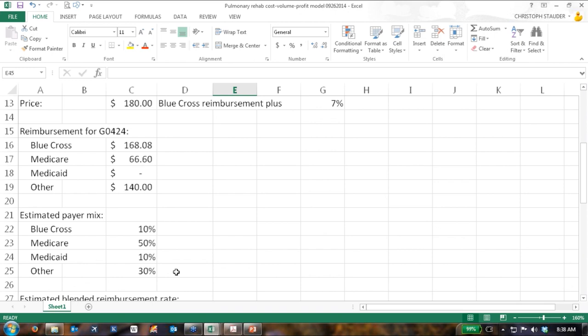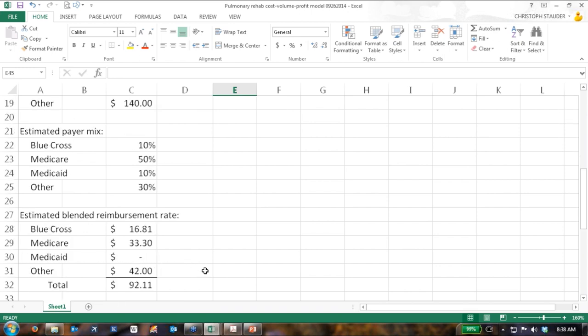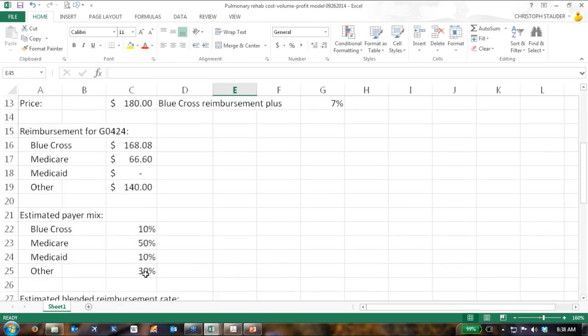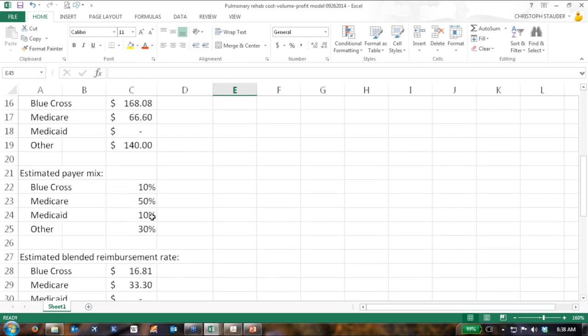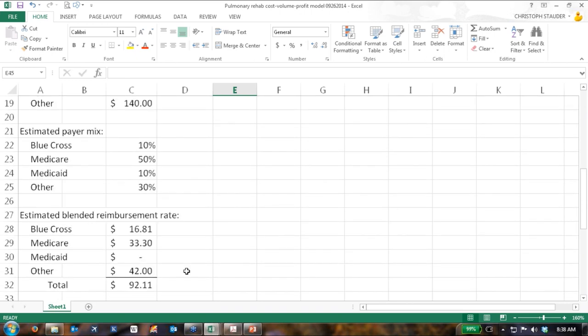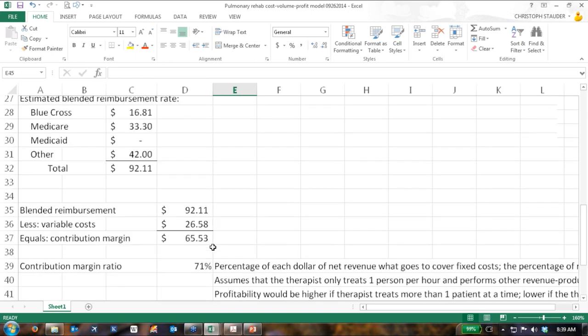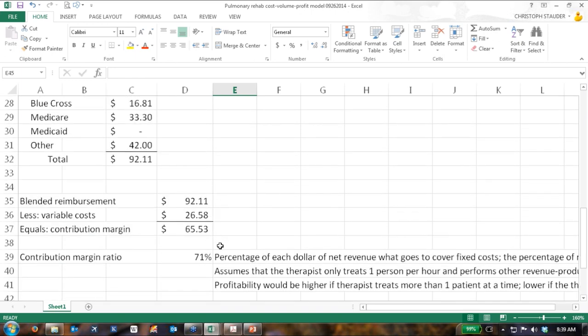And then I applied the estimated payer mix to this data, and I determined what I thought a blended reimbursement rate would be, a weighted average reimbursement rate, simply taking the reimbursement amounts times the estimated payer mix and then adding them together. And so I figured that the blended reimbursement rate would be about $92 per hour of pulmonary rehab. And then I determined what my contribution margin is.